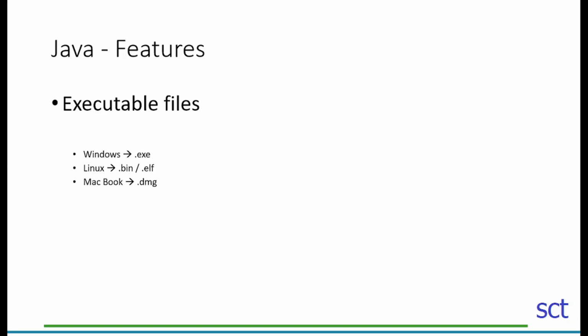As you know here, Windows has an executable file, which can execute in Windows. Binary .bin and .elf files are for Linux, and .dmg is for MacBook.